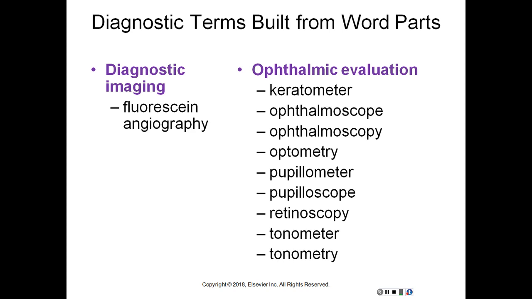Pupilloscope, instrument used for visual examination of the pupil. Retinoscopy, visual examination of the retina. Tonometer, instrument used to measure pressure within the eye, used to diagnose glaucoma. Tonometry, measurement of pressure within the eye.